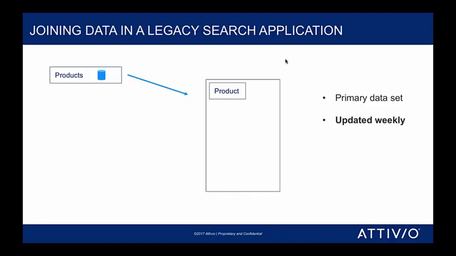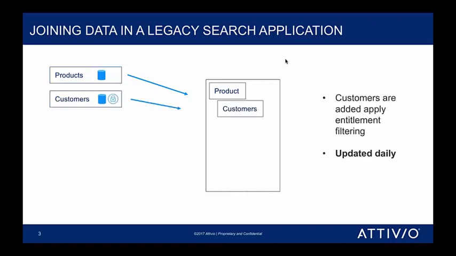Each product is likely a row in a database. So each row becomes one document in the index. This database is probably fairly static. You don't add new products that often, so maybe you'll have to add a new product or update a product on a weekly basis.